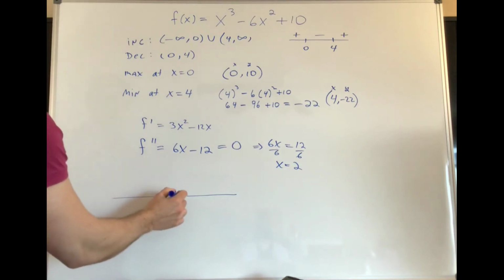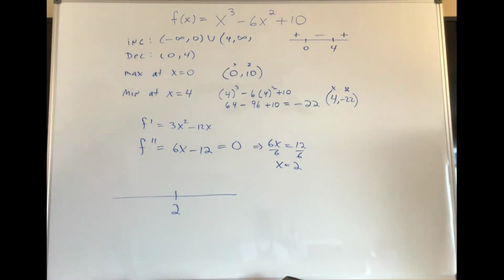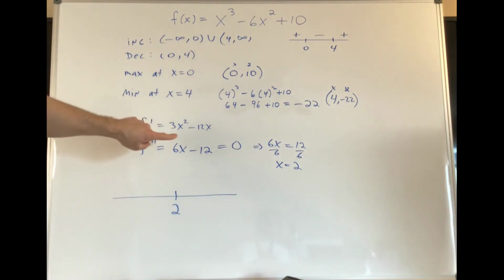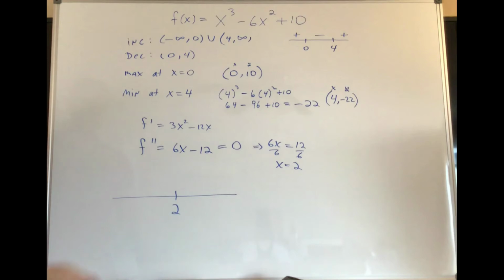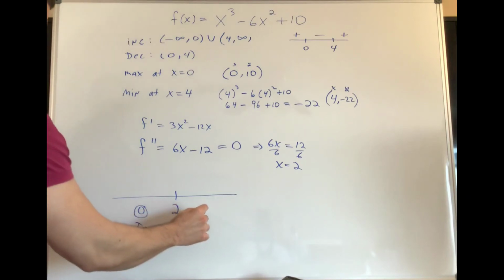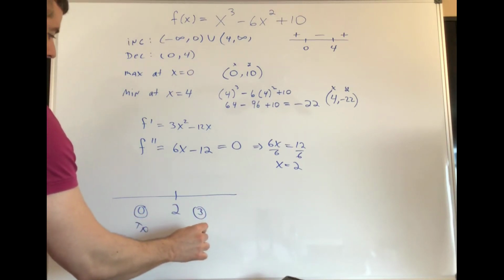Let's try to do this quicker. Second derivative, set it equal to 0. Solve it. I got 2. Put that on the number line. Yay, I only got 1 point. Easy peasy. Pick a number out here as a test point. Well, how about 0? Why not 1? You can pick 1. Who cares? I'm picking 0. You pick negative 1.